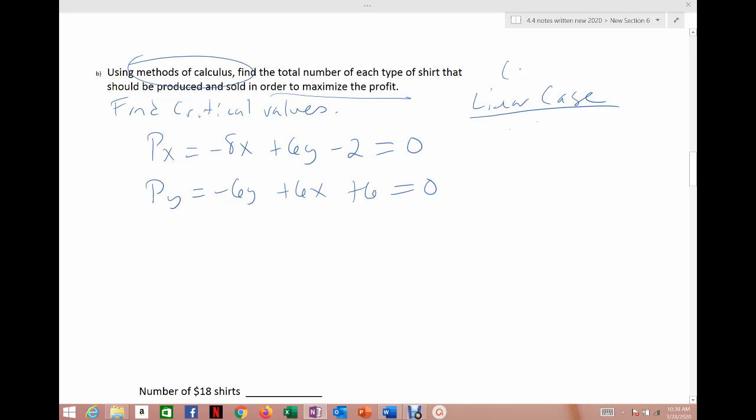Alright, so remember, linear case, I need to put them in the form ax plus by equals my constant. And so in the first one, I need to add the 2 and move it to the other side. And so I get negative 8x plus 6y equals positive 2. And then the other one, I need to move that 6 over and reorder: 6x first, negative 6y equals negative 6. Alright, now I'm ready to put it in my matrix and show what you type into the calculator. Alright, we're going to type this in.